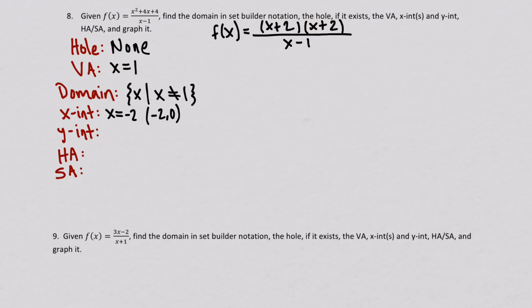Y-intercept, plug in 0 for x and see what you have left. If I plug in 0 here and 0 here, in the numerator all I will have left is 4. If I plug in 0 in the denominator, I will have negative 1. So 4 divided by negative 1 is negative 4. The y-intercept is negative 4.